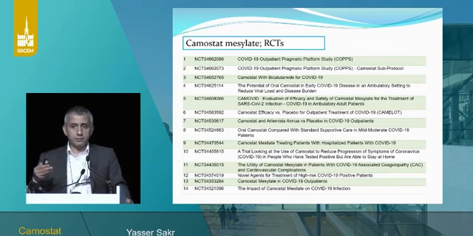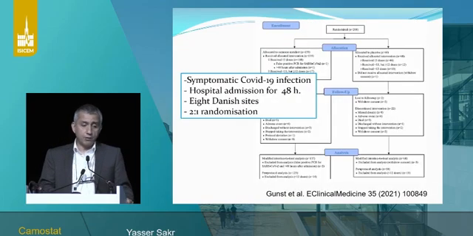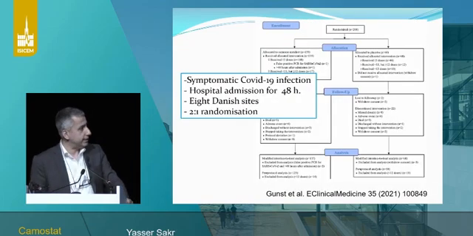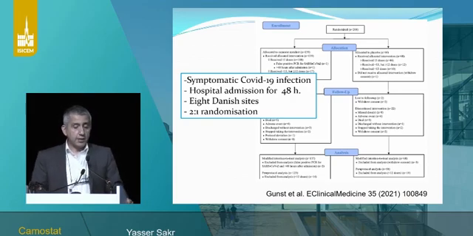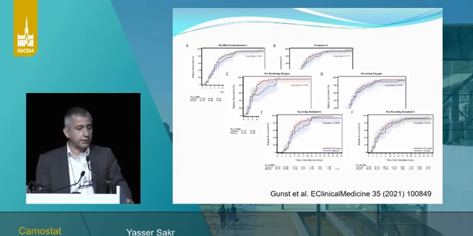Again, there are a lot of controlled trials. I think that the research on this compound is lagging a little bit behind. We have more than 10 randomized controlled trials, and only one of them was actually published recently. I would speak about it in the last few minutes. It was a randomized trial in patients with symptomatic COVID-19 infection with a hospital admission within 48 hours in 8 Danish ICUs, randomizing patients 2-to-1 to receive Camostat methylate or not.